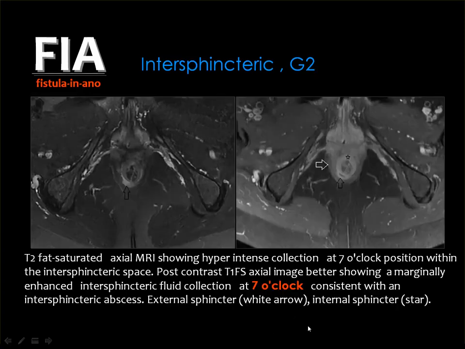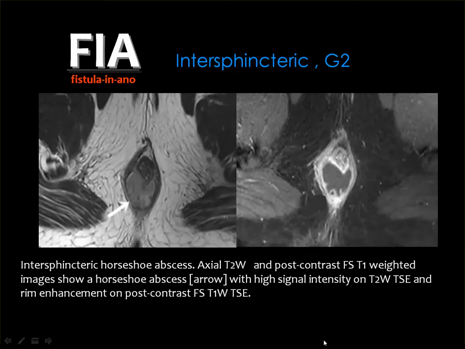But if you inject contrast material, this is a different example where you see an intersphincteric fistula at 7 o'clock. And if after injection of contrast you get a marginally enhanced lesion, this is an abscess. An abscess or side branch makes the grading grade 2 instead of grade 1.